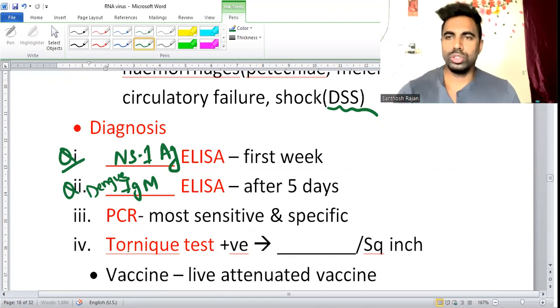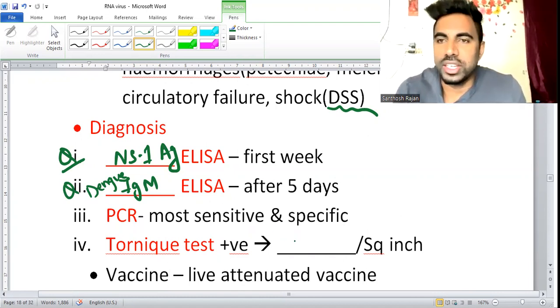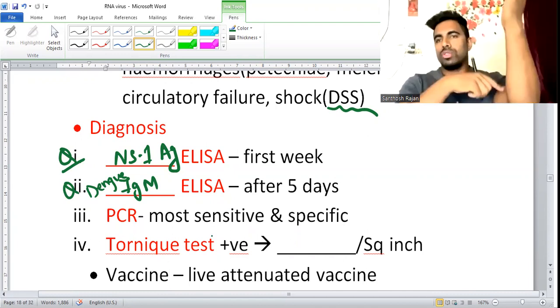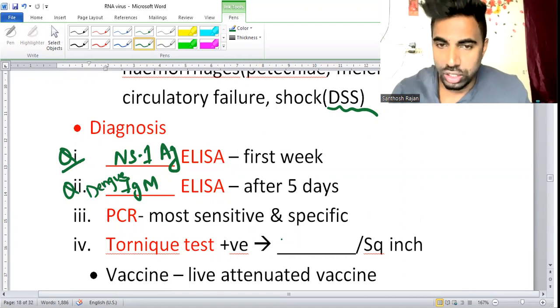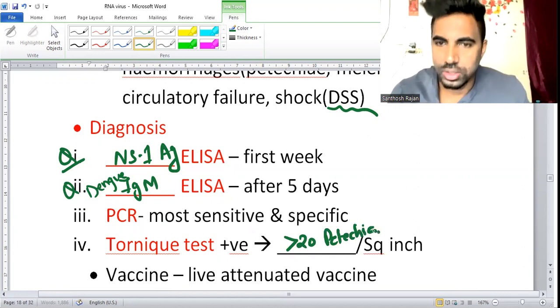And the tourniquet test. It's just a simple test, not seen in every patient, but it helps. You put a tourniquet on the arm, and then leave it for some time, and you'll see the appearance of petechiae in the cubital fossa. So in your arm, how many petechiae should be there? More than 20 petechiae. Okay, something like that.